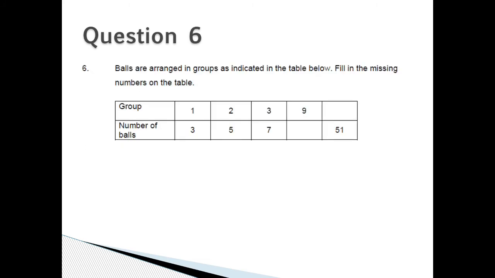Balls are arranged in groups as indicated in the table below. Fill in the missing numbers on the table. You have group 1 with 3 balls, group 2 with 5 balls, group 3 with 7 balls, group 9 with how many balls, and 51 balls. Which group does it belong to?